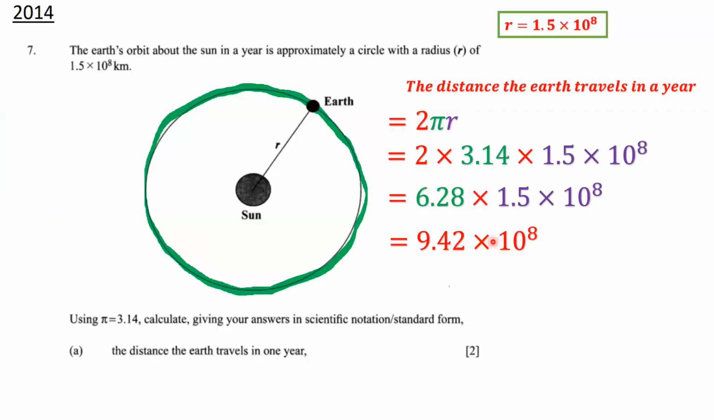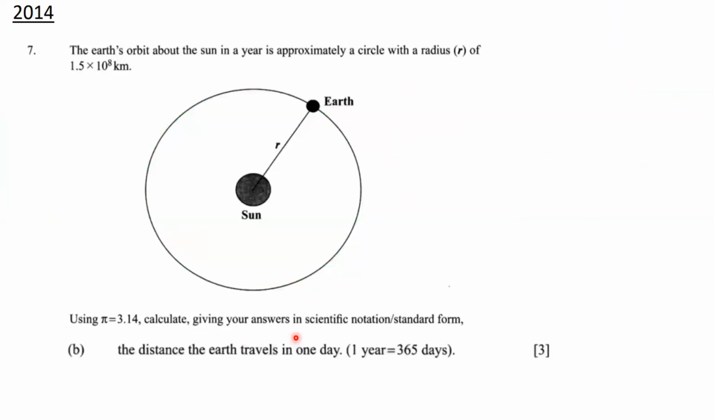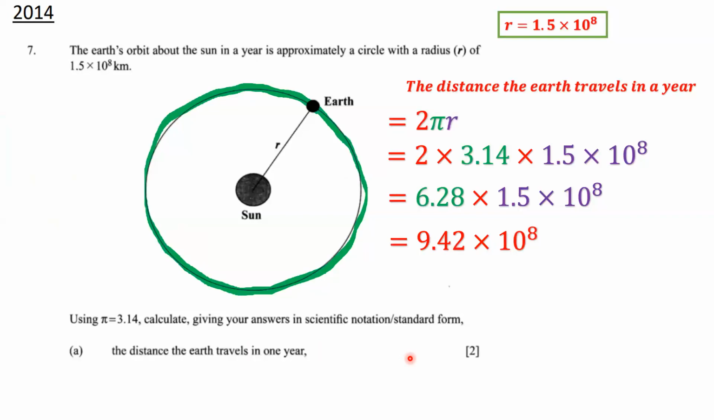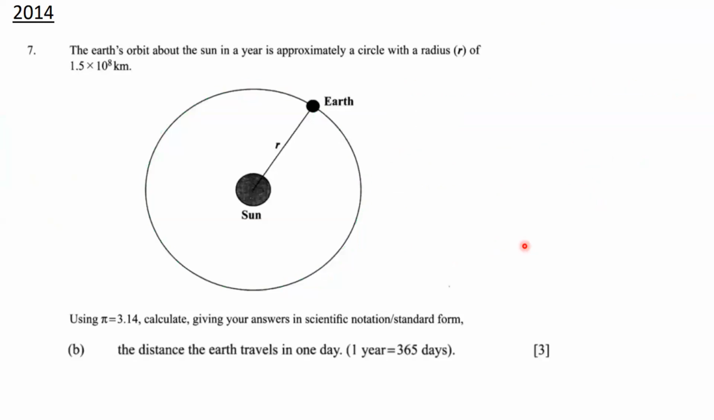So we know the distance that the Earth travels in 1 year. Now, what they want us to find out is the distance the Earth travels in 1 day. Now, 1 year is equal to 365 days. We already know that the distance the Earth travels in a whole year is 9.42 times 10 to the 8, but we need to figure out what's the distance that it travels in 1 day. So that means we have to divide. We have to divide the distance we got in the previous answer by 365 to figure out the distance in 1 day.